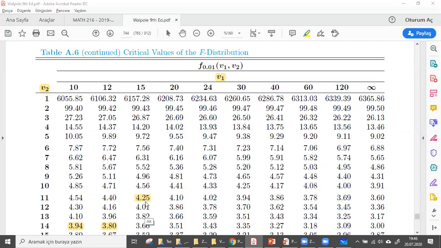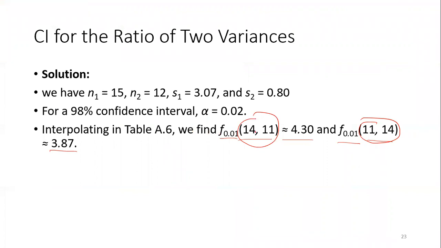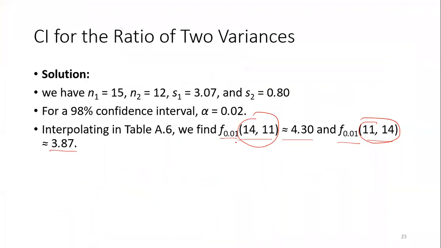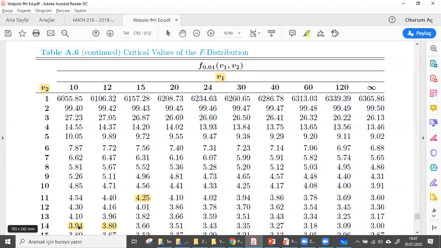Okay. So let's look at the numbers. For 14 and 11, it's 4.25, 4.30, which is very close. And the other one, 11 and 14, is 3.87, just the number in between. That's great.